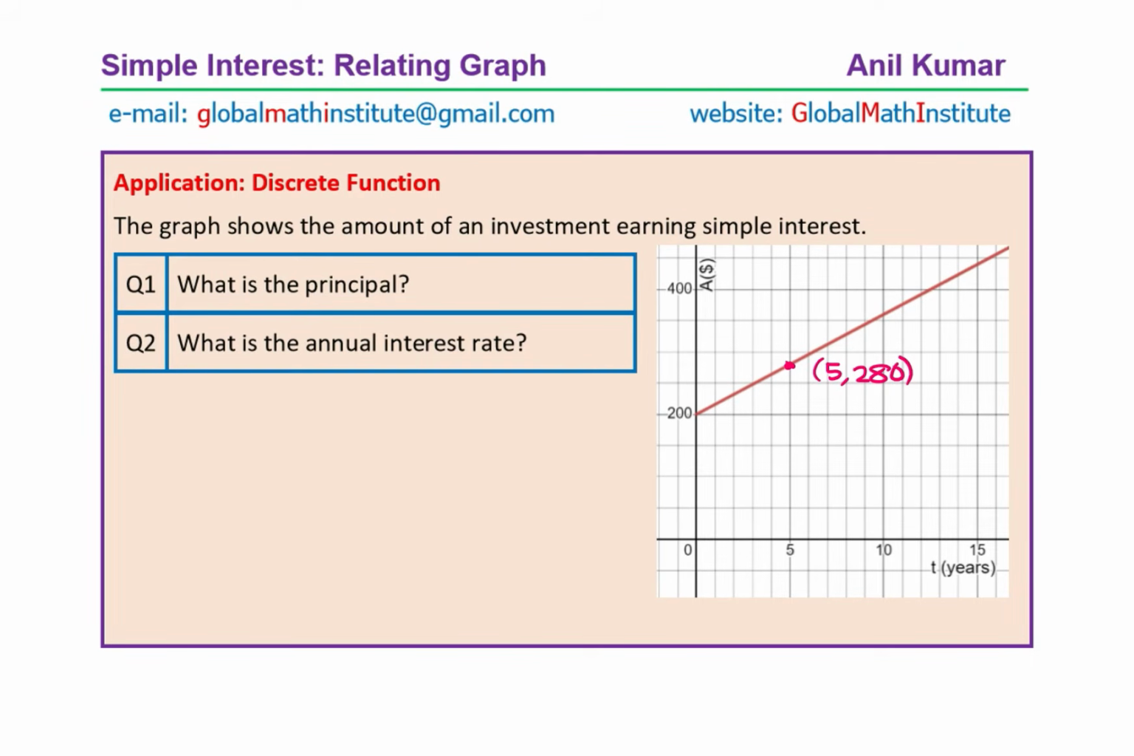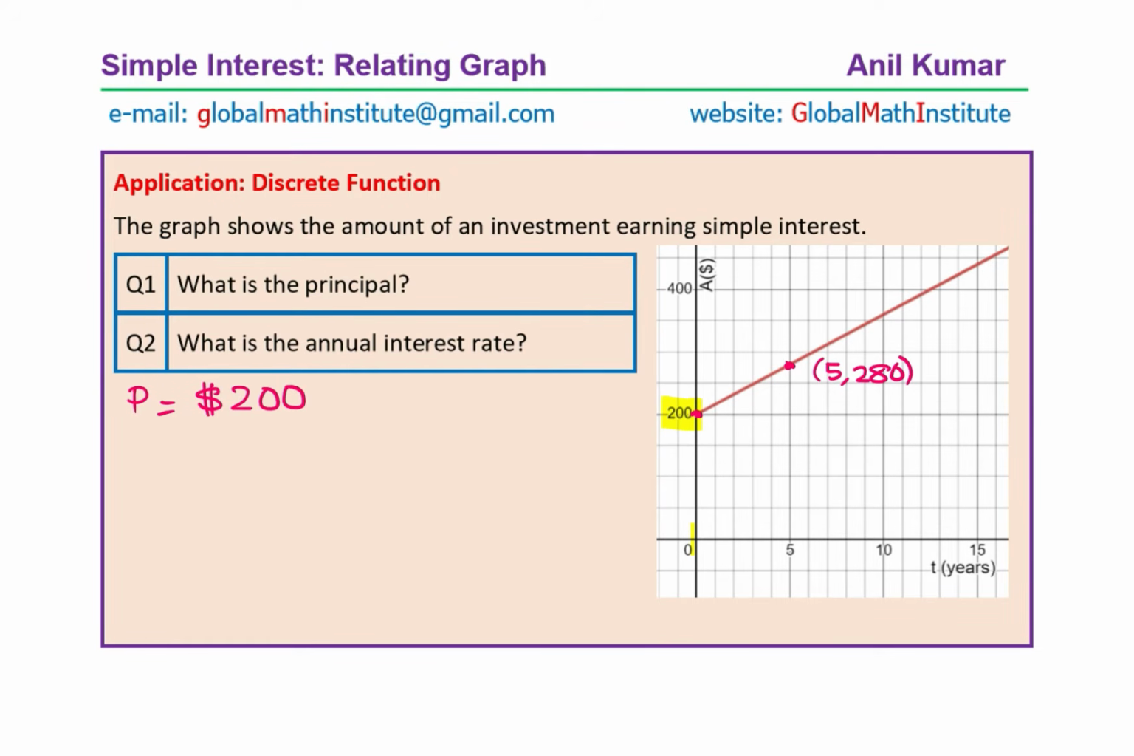Question number 1. What is the principal? Now principal is the amount which is invested at t equals 0. So the principal should be $200, correct? All the amounts are given in dollars, so we can write principal P equal to $200, right? So that is actually the A intercept, the amount intercept, which is shown here, correct?